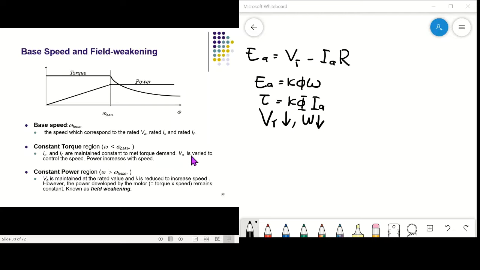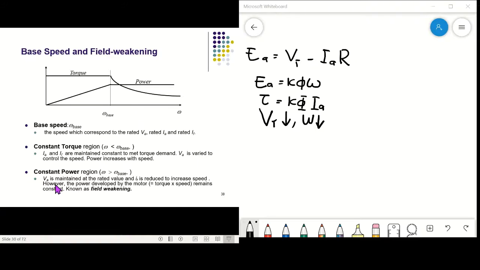VA is varied to control the speed, so power increases with speed. At this region, torque is constant but power will increase. And then for the constant power region, you look at this figure. So constant power region where speed is greater than base speed.